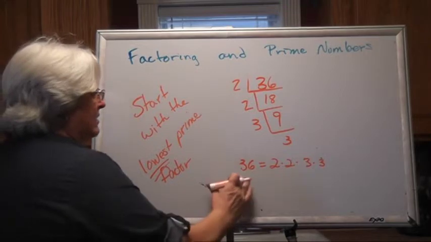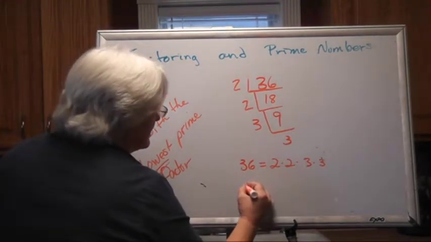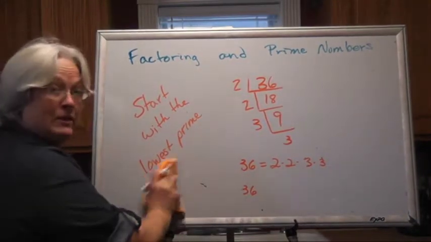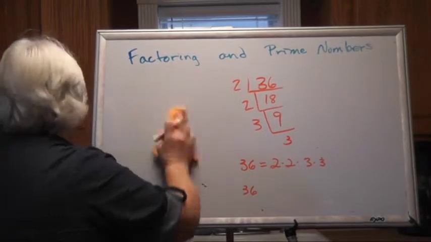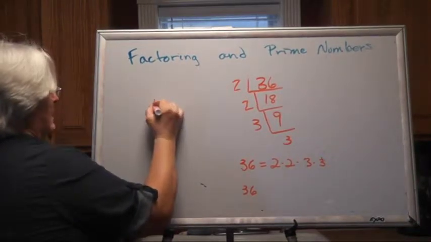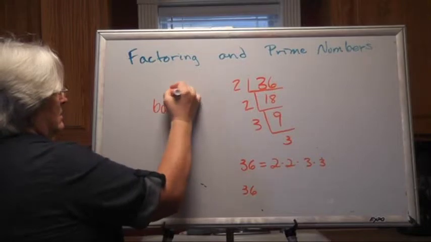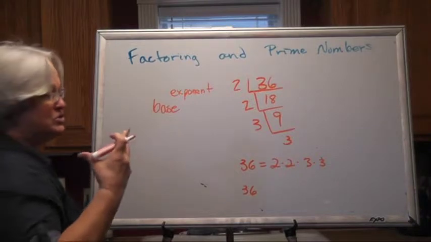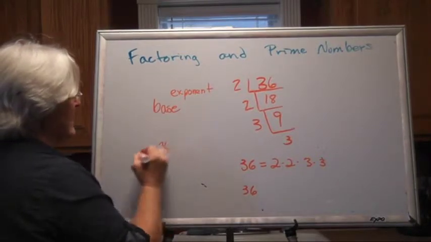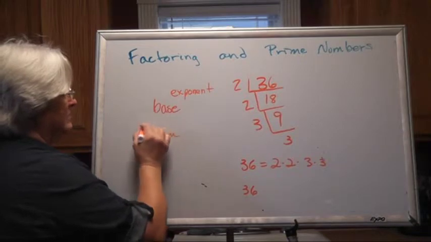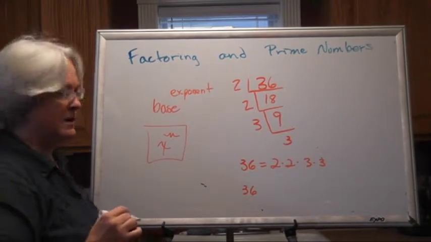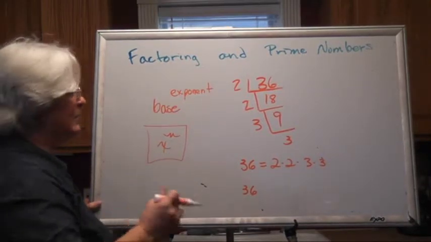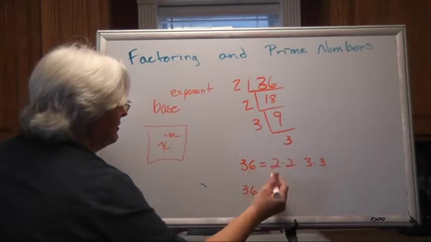Now we want to write the prime factorization of 36 using exponents. Do you remember what we did with exponents? When we have exponential notation, we have a base and we have an exponent. Our generic way of writing that was x to the n. What does this mean? This means you take each specifically identifiable factor that there is. We have a 2 and a 3.